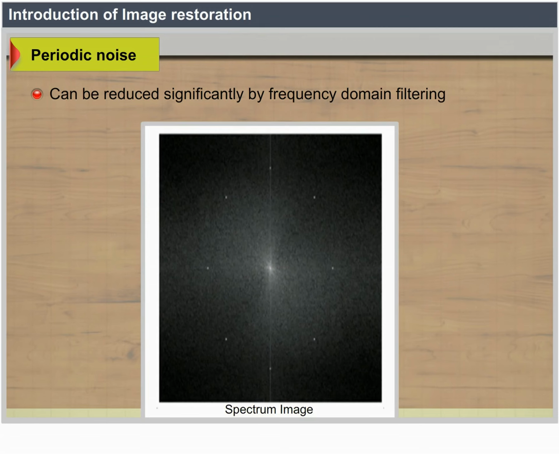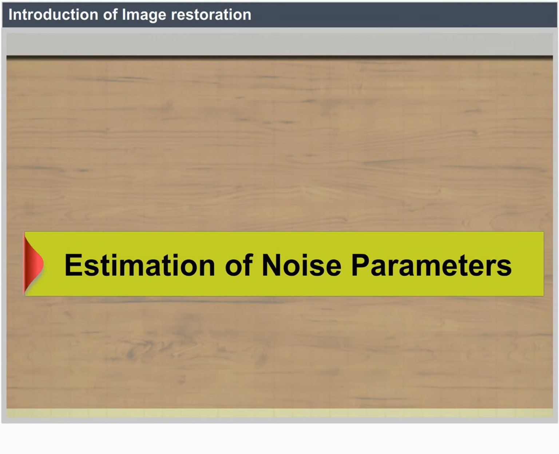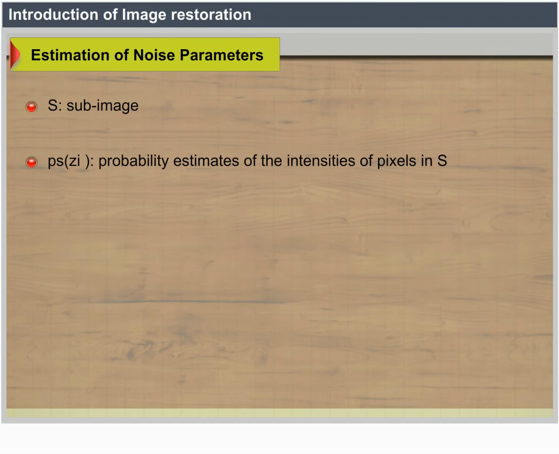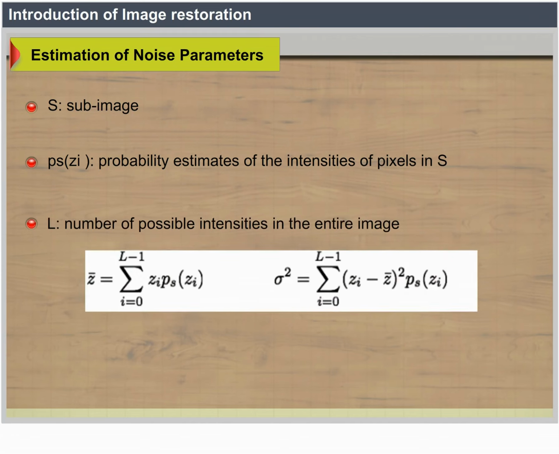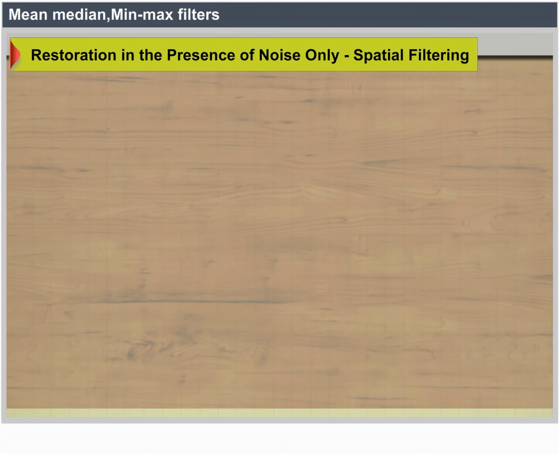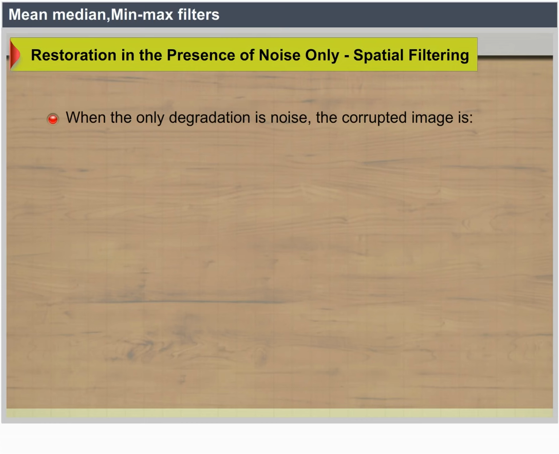Restoration in the presence of noise only: spatial filtering. When the only degradation is noise, the corrupted image is represented by the equation shown on screen. When only additive noise is present, use spatial filtering. Mean filters: arithmetic mean filter equations are also shown. Geometric mean filter equations are also shown. Harmonic mean filter equations are also shown.